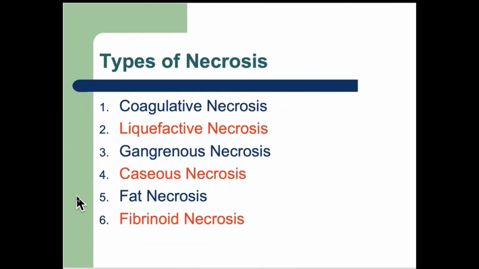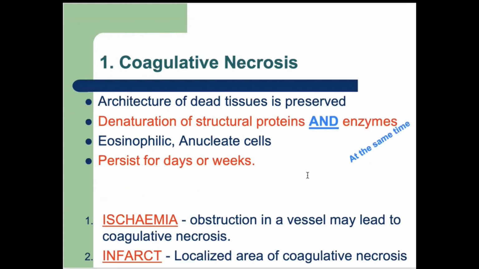So here we are classifying them as different. There are some more which have not been mentioned in your file. One is gangrenous and one is fibrinoid also. They have not been mentioned.